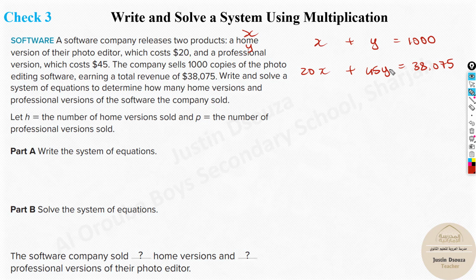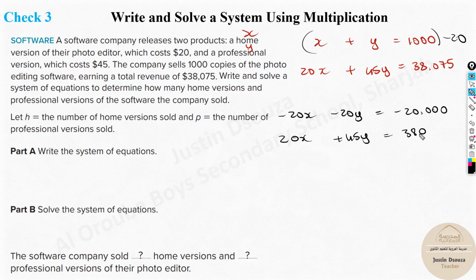Here, for the first equation, what I'll be doing is I'll multiply it by 20 throughout. Not 20, sorry, minus 20. So I can easily solve it. So let me just do it. Minus 20x minus 20y equals minus 20,000. And over here we have 20x plus 45y equals 38,075. So if I add them up, this cancels off. Over here you will have 25y equals 18,075. That's remaining positive because this is negative, right?